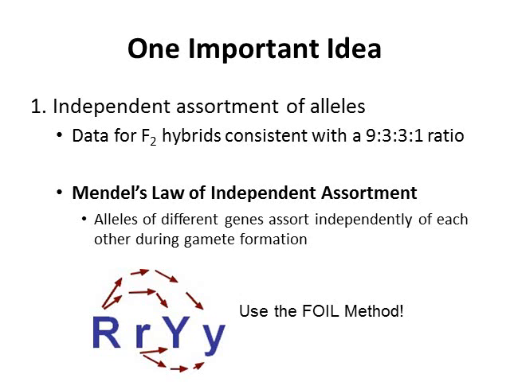So this is where the alleles of the different genes sort independently of each other during gamete formation. So what you want to do is use something called the FOIL method. If you've taken a math class, you've probably used this. It may or may not have been called the FOIL method, but it's a very similar and common method in math and science that's used quite a bit.